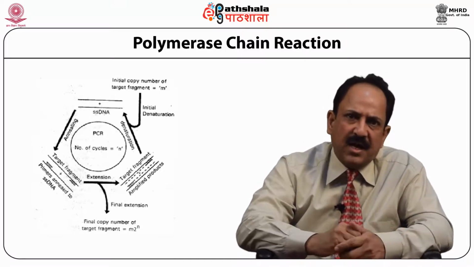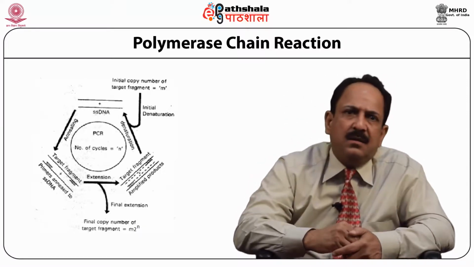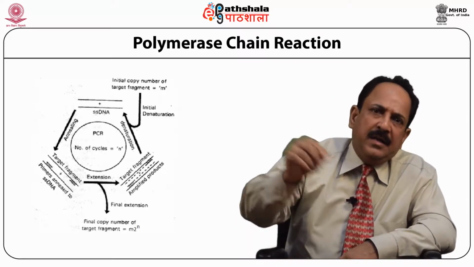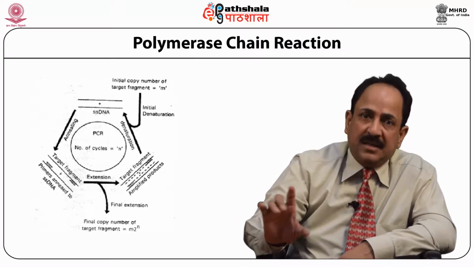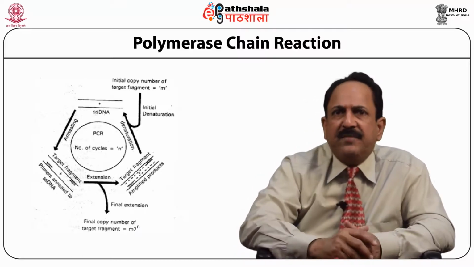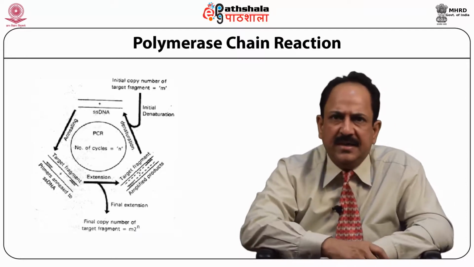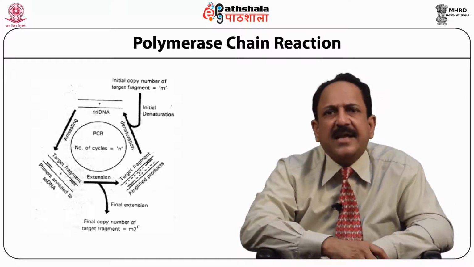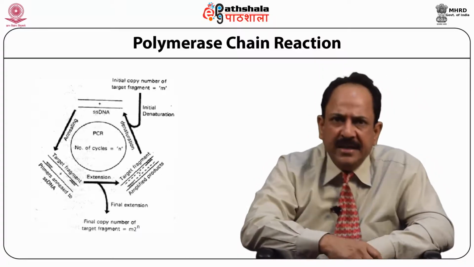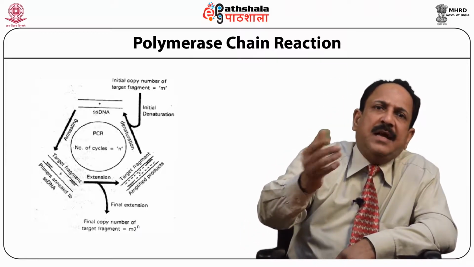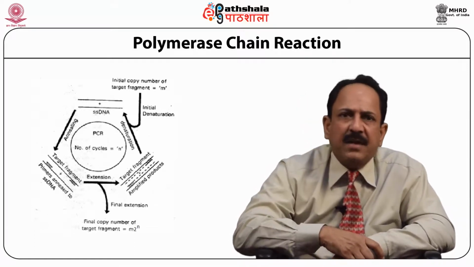The steps involved are denaturation at 94 to 97 degrees centigrade, followed by annealing of primers at 50 to 72 degrees centigrade, and the third step involves the extension of annealed primers at about 72 degrees centigrade by a thermostable DNA polymerase such as Taq polymerase.